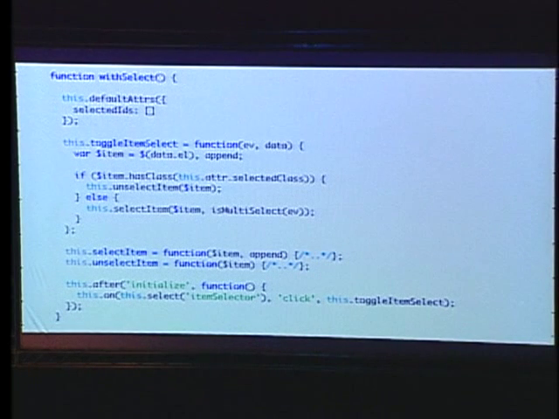And this is an example from Flight, where every Flight component has an initialize method which is executed on startup. The mixin is saying, after you initialize, select the item selector, which is a CSS selector defined by the component, and whenever it's clicked, for any of these components, toggle item select, in other words, either show or hide the selection. So this is a nice way of making the withSelect mixin do a toggle select without having to know anything about the component that it's mixing into.